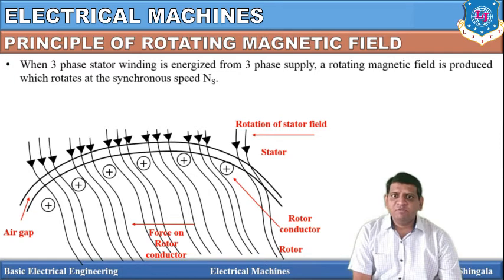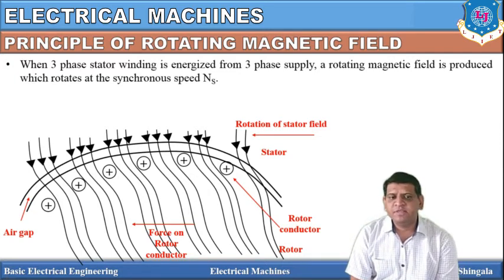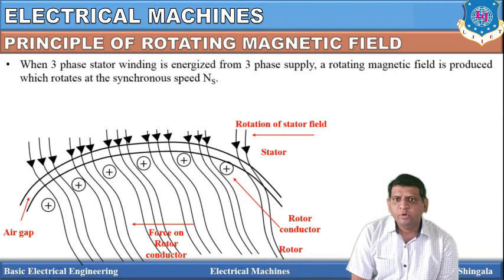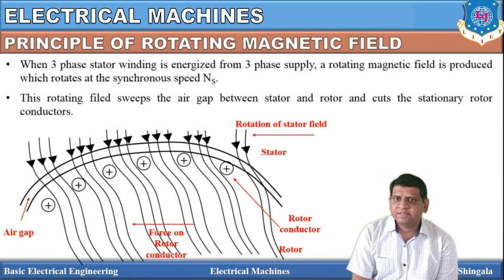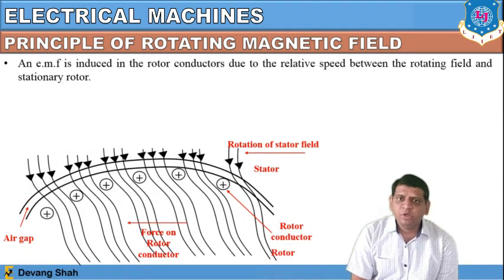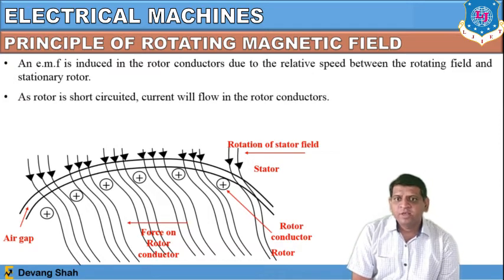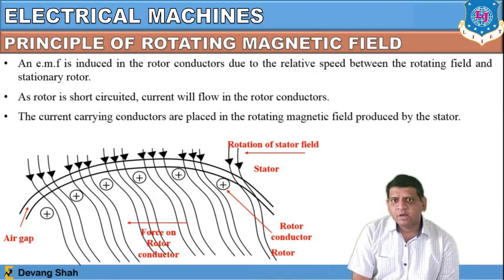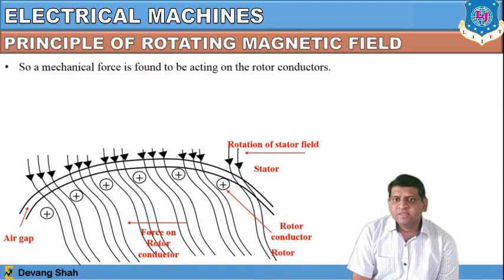Here the three-phase stator winding is energized from the three-phase supply, and a rotating magnetic field is produced which rotates at the synchronous speed ns. The rotating field sweeps the air gap between stator and rotor and cuts the stationary rotor conductors. From this, EMF is induced in the rotor conductor due to the relative speed between the rotating field and the stationary rotor. As the rotor is short circuited, current will flow in the rotor conductor. The current-carrying conductors are placed in the rotating magnetic field produced by the stator, so a mechanical force acts on the rotor conductor.